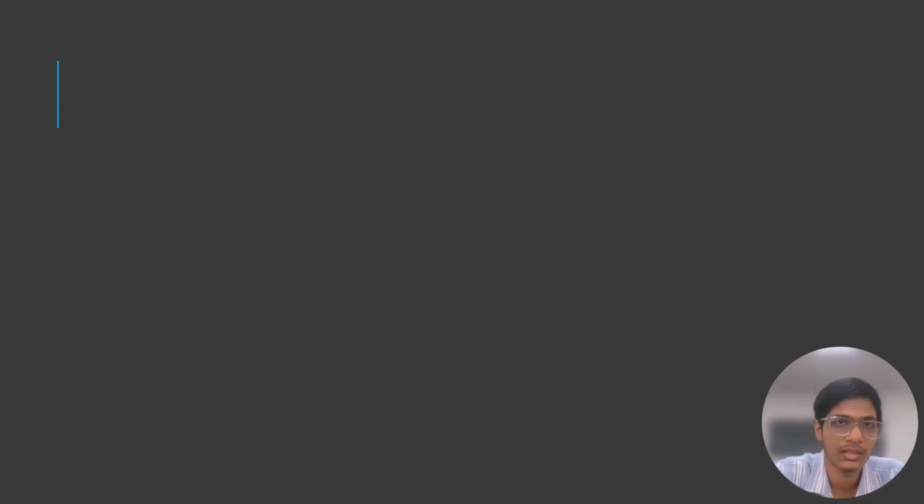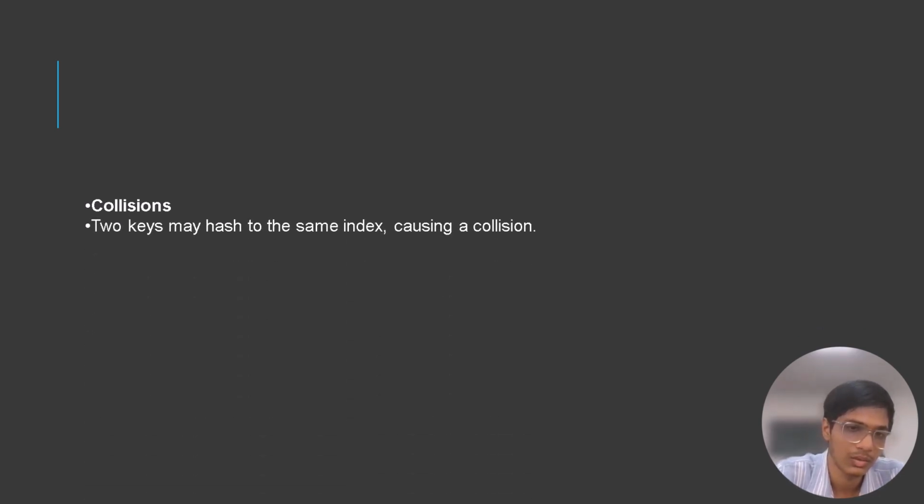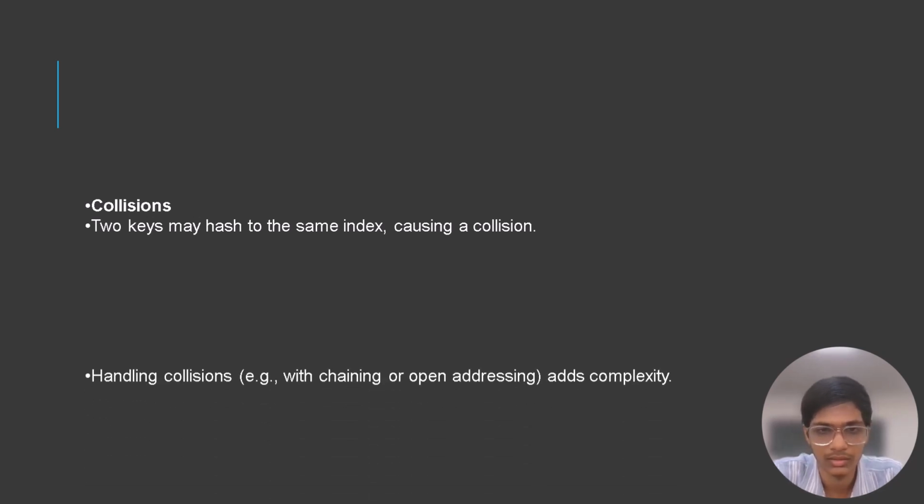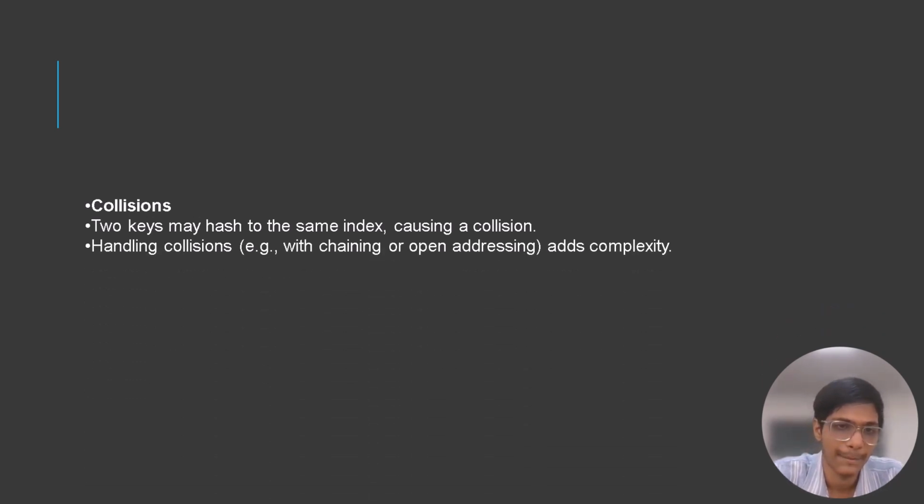As we know, there are advantages and disadvantages to everything. Let us see the disadvantages. In hashing, one disadvantage is collision. Two keys may hash to the same index, causing a collision in the hash table. Handling collisions with chaining or open addressing adds complexity.